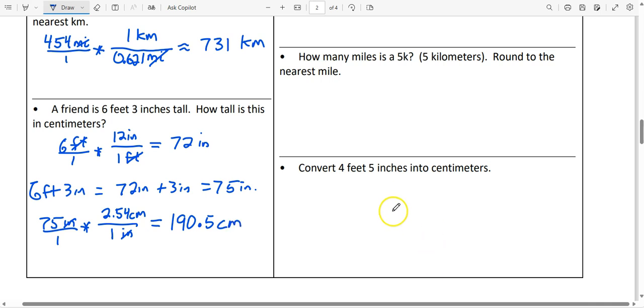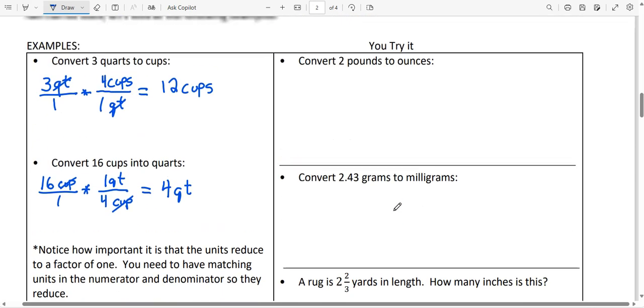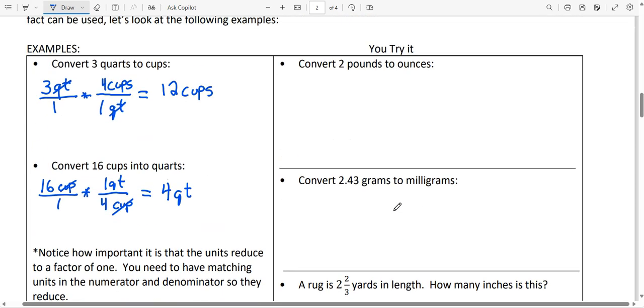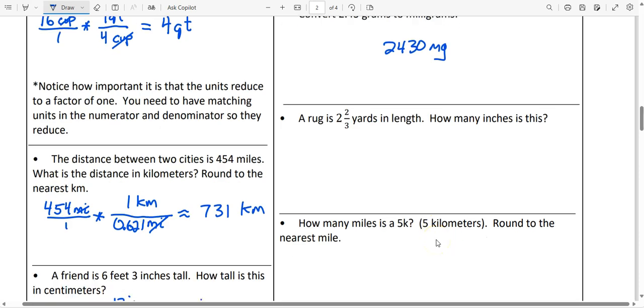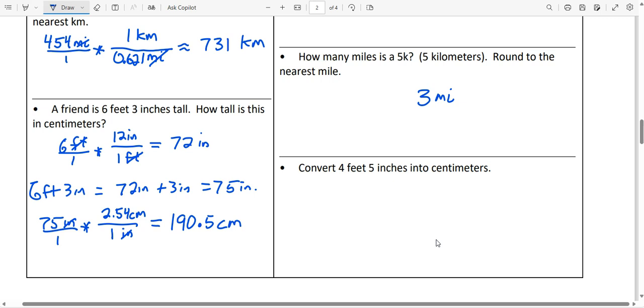Okay, go ahead and pause the video as you work the problems out on the right. What you should get is 32 ounces, 2,430 milligrams, 96 inches, 3 miles, and 134.62 centimeters.